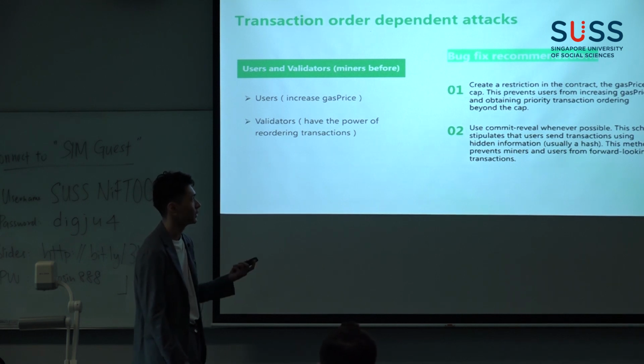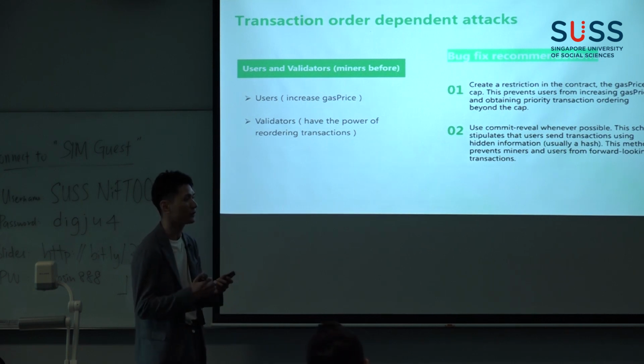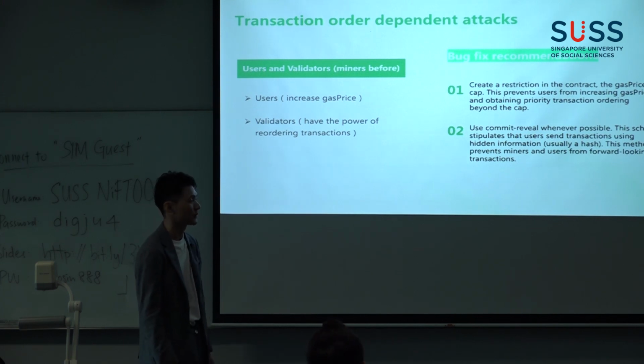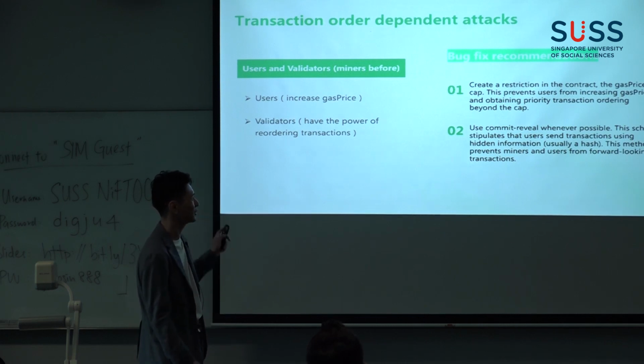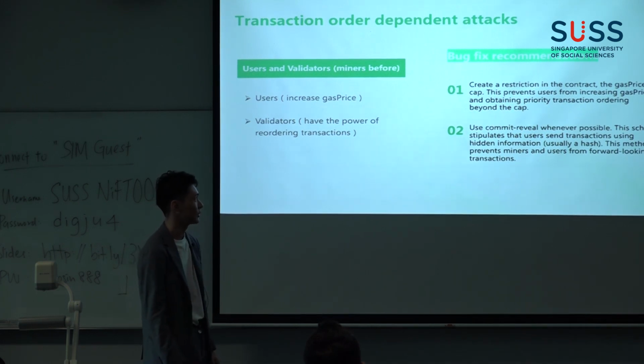For example, if we have a gas price cap and the hardworking user doesn't want his transaction to be stolen, he puts the highest gas price cap. But if the attacker is actually the validator, then the attacker can still include his own transaction before the hardworking user. A better way would be to use a commit-reveal pattern whenever possible.